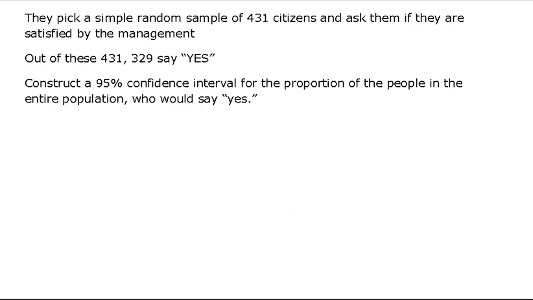Okay, so now we are computing a confidence interval for a population proportion. So for instance, if we have this example in which a simple random sample of 431 people are contacted, and 329 of them have said yes on a certain question, then we want to know a confidence interval for the proportion of all the people at 95% who would say yes to such a proposal.